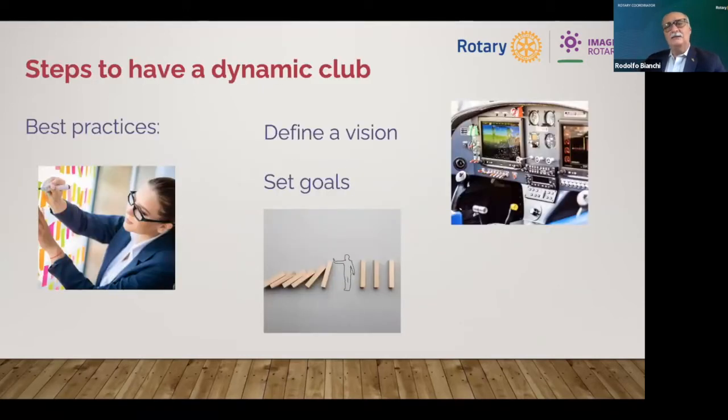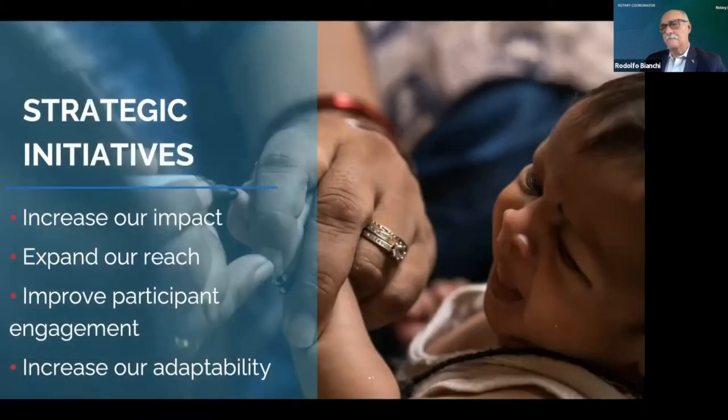Now, let's talk about how to have a dynamic club. Your best practices are to define a vision and set goals. And for this, we have a great tool in Rotary, our strategic plan, which comes with 4 objectives: increase our impact, expand our reach, improve participant engagement, and increase our adaptability. If we adopt our strategic plan set in Rotary, our club is going to be working and dynamic, and will invite new members often and be a better club.